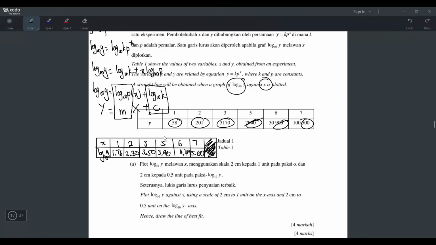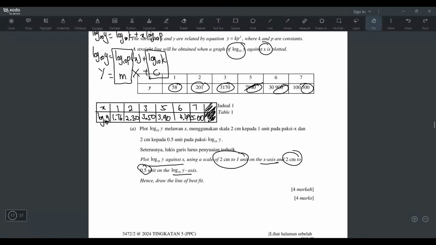Now I can finally do my part A. So I repeat one more time: for linear log questions, you need to change to linear form and draw a new table, even if the question never asks. Sometimes the question will ask us to draw new tables, but sometimes they won't ask. And even if they won't ask, you need to do this two first. Okay, now we can do A finally. Plot log Y against X using a scale of 2 cm to 1 on the X axis, 2 cm to 0.5 on log Y. Draw the line of best fit.